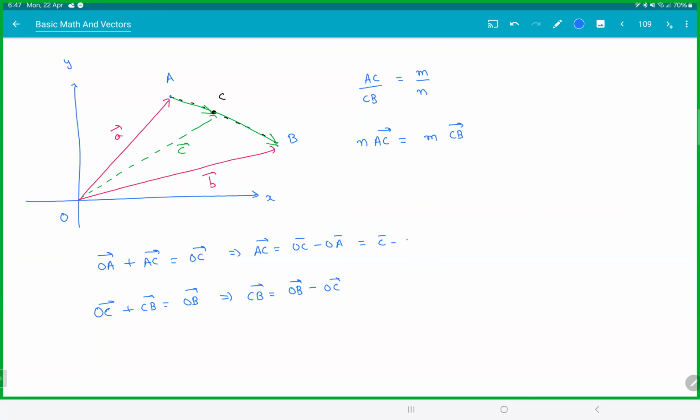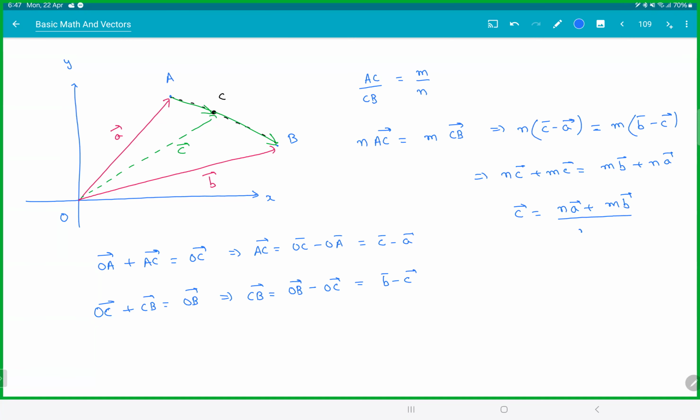So this can be written as C bar minus A bar, and this can be written as B bar minus C bar. So this can be written as n times AC bar is C bar minus A bar. This is m times B bar minus C bar. Rearrange them, you will end up with n times C bar plus m times C bar is m times B bar plus n times A bar. So therefore C bar is n times A bar plus m times B bar by m plus n. Literally the section formula basically. You can use it for vectors also.